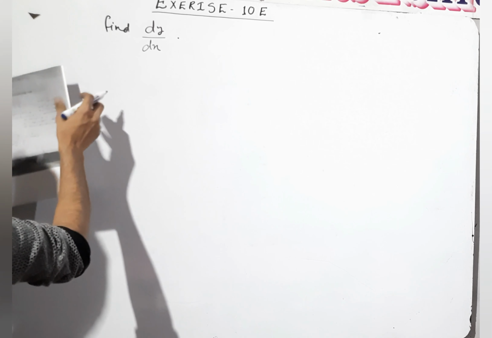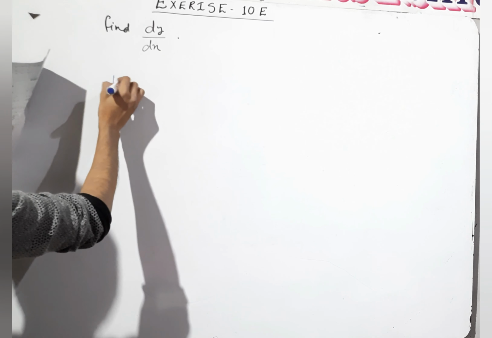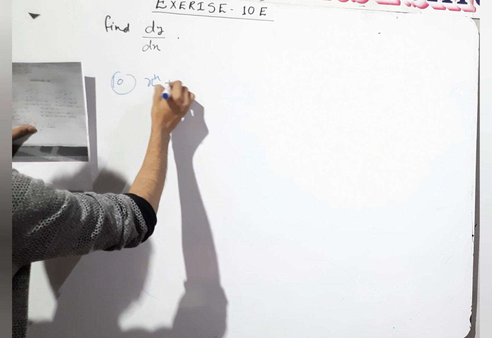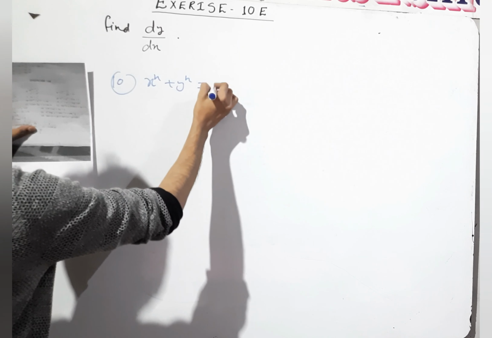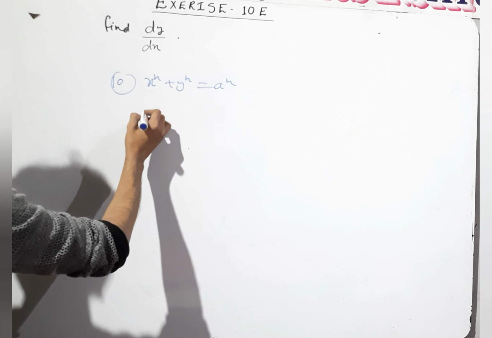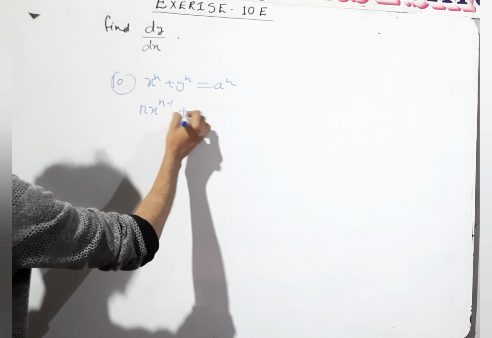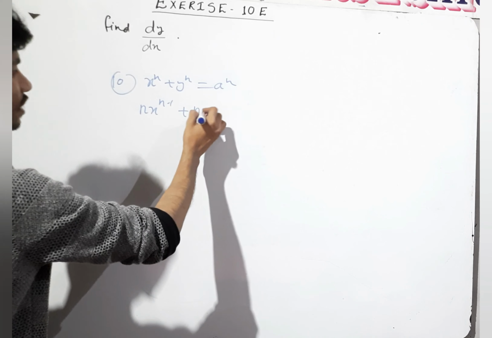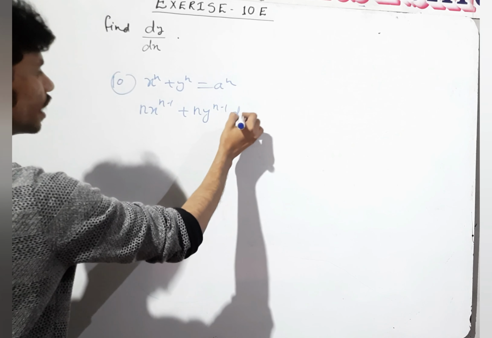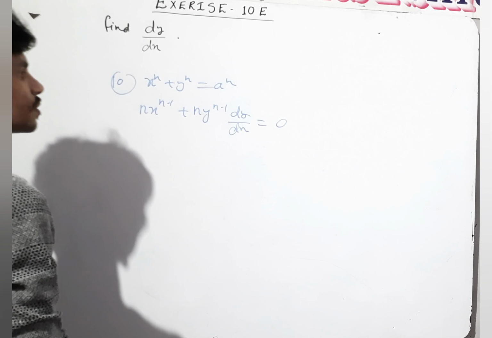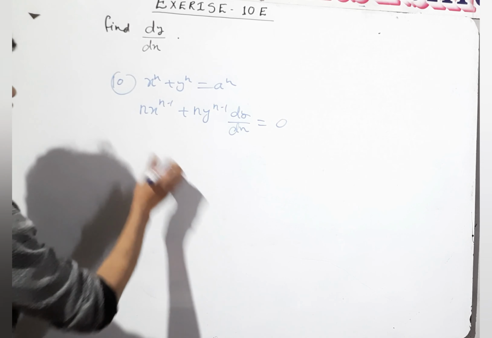Question number 10 is x raised to power n plus y raised to power n equals a raised to power n. So the differentiation of x raised to power n is n x raised to power n minus 1, plus y raised to power n is n times of y raised to power n minus 1, and differentiation of y is dy over dx, equals 0 because a raised to power n is constant.